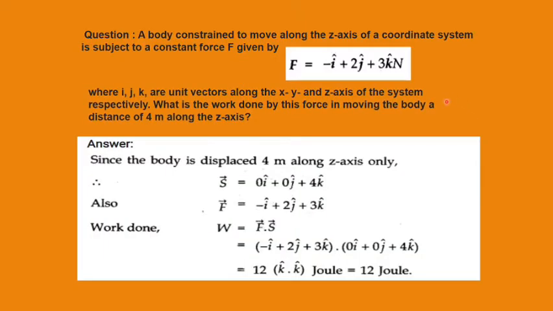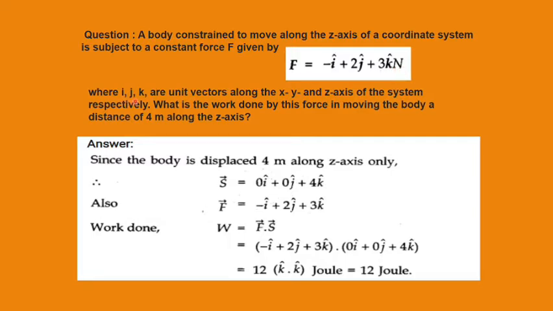Similarly, if you have this type of question, of course the knowledge of the dot product of vectors should be there with you. Like the question is that a body is constrained to move along the z axis, in the k cap direction, of a coordinate system subject to a constant force. Of course, you should know the formula we have discussed, F dot S, where we are assuming all the time the force is constant. The constant force is given by minus i cap plus 2j cap plus 3k cap, in Newton.